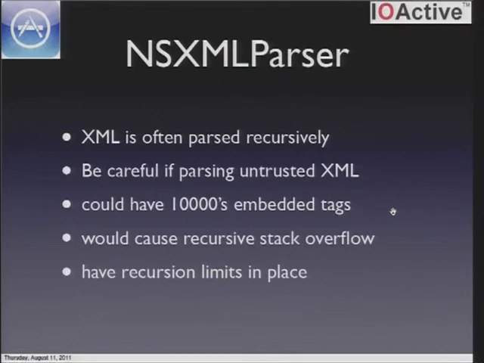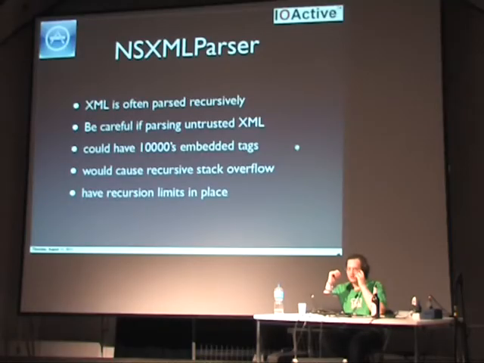The way you fix this is you have a recursion limit. You say, if I see 100 embedded XML tags of the same name, something bad's up. There's no way that would ever happen. And so once you get to 101, you bail out and you say this is invalid XML.